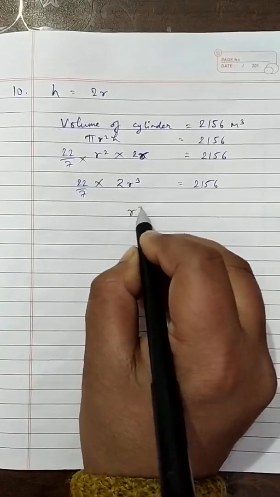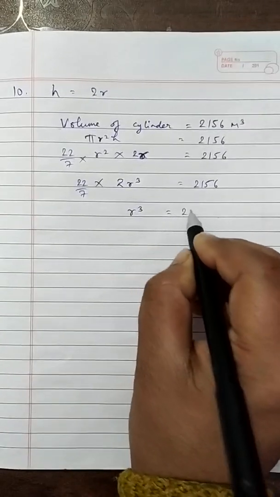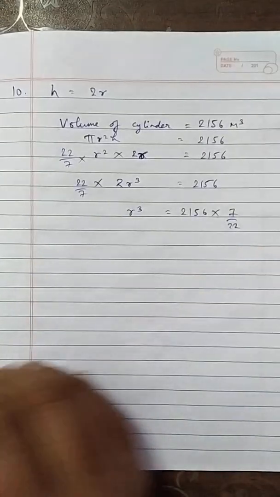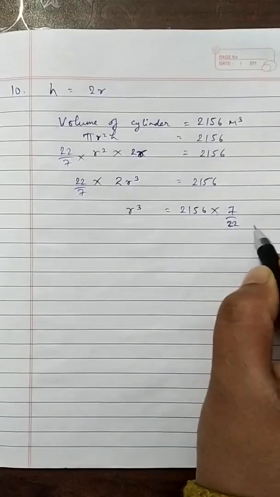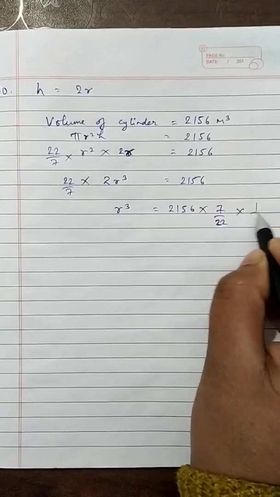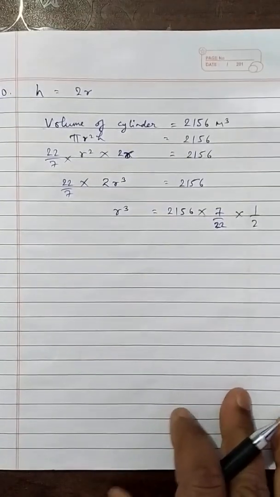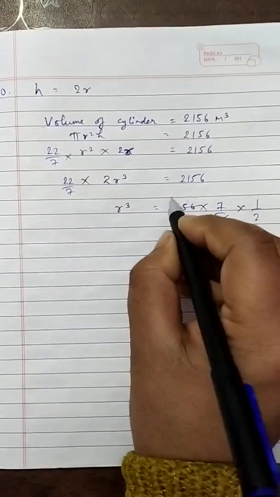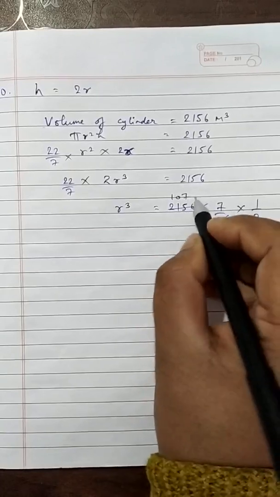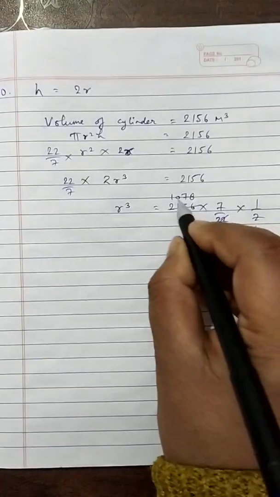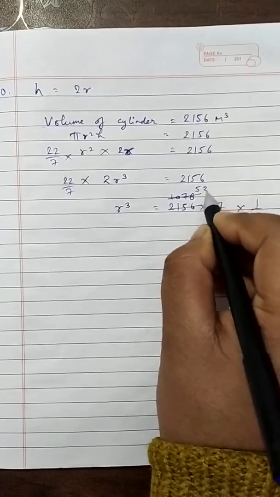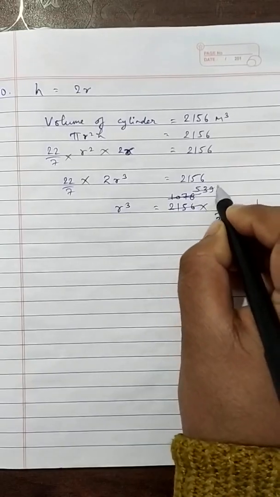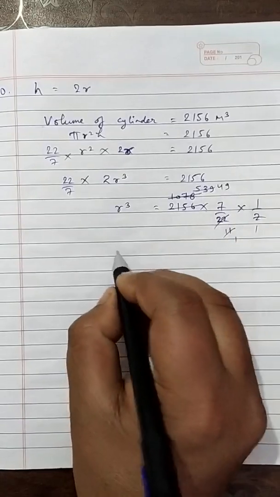Now we will be left here with r cube only, and 2156. This 22 upon 7 becomes 7 upon 22. And this 2 becomes 1 upon 2. Now we are going to cancel it by 2 first. 2 elevens are 22, 2 tens are 20, 2 sevens are 14, 2 eights are 16. Again 2 ones are 2, 2 fives are 10, 2 threes are 6, 2 nines are 18. By 11 now, 11 ones are 11, 11 fours are 44, 11 nines are 99.